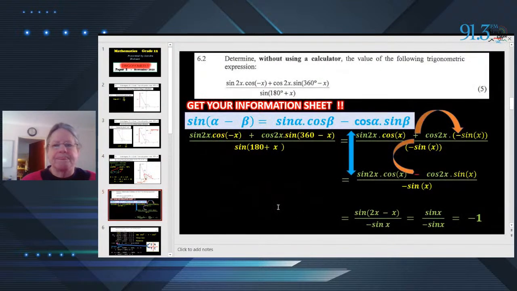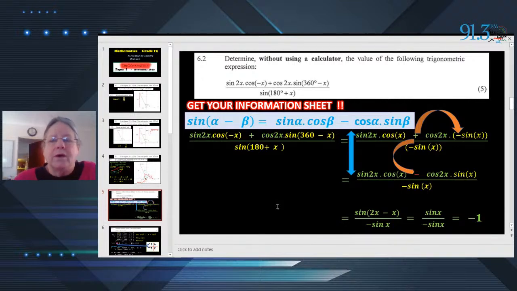Let's go to the next question. Now with these ones, you should get all your marks. So let's unpack this question. So it says 6.2, determine without using a calculator the value of the following trigonometric expression. So we have sin 2x cos negative x. Please note the plus there. That plus tells you it's two separate terms. Very important. It's not joined. It's two separate terms. And then it carries on saying cos 2x times, the dot means a times, sin, open bracket, 360 minus x, close bracket, all divided by sin 180 plus x.